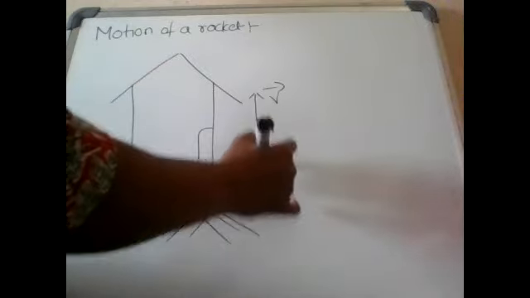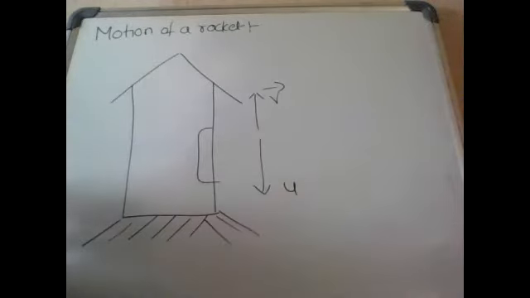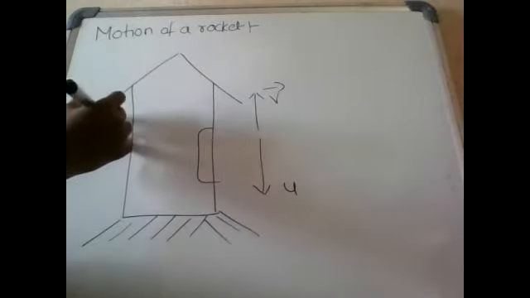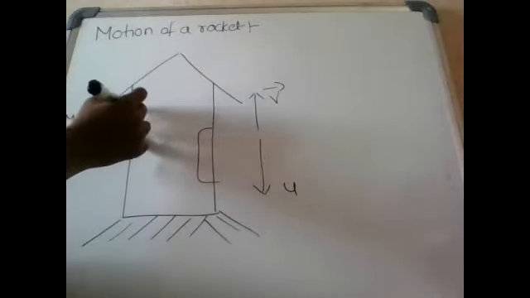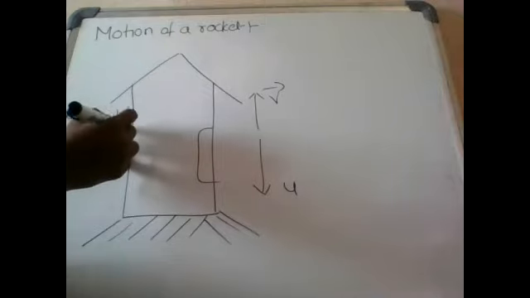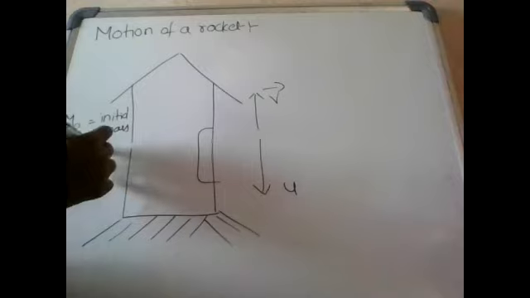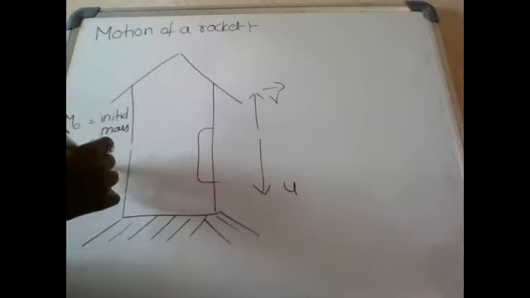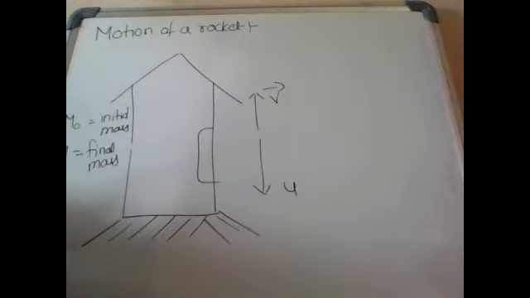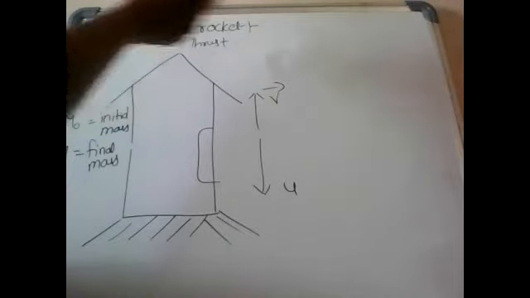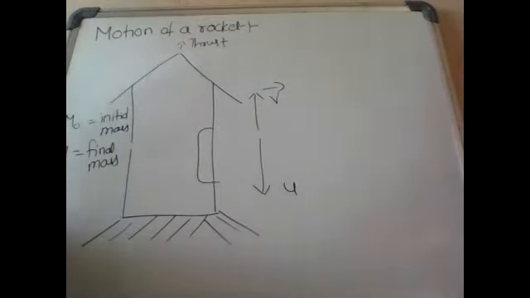Velocity V, velocity U. Here m naught equal to initial mass and m equal to final mass. Here thrust. This is the diagram for motion of a rocket. M naught equal to initial mass, m equal to final mass.